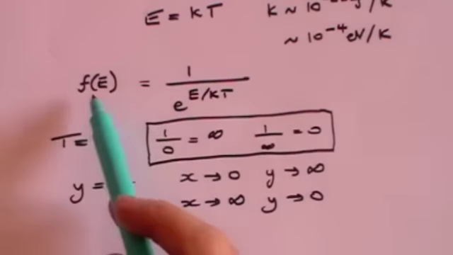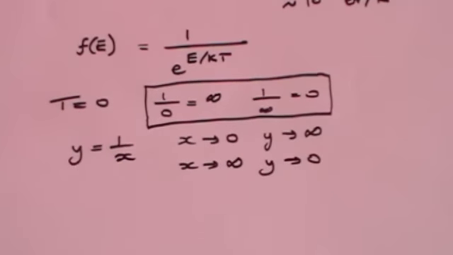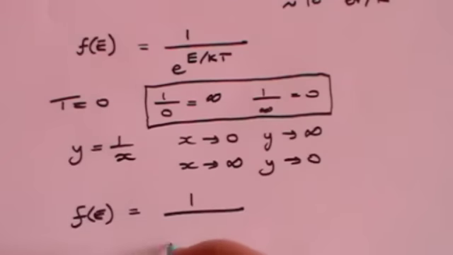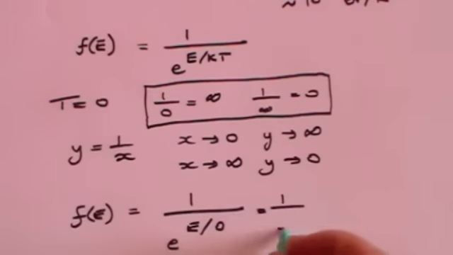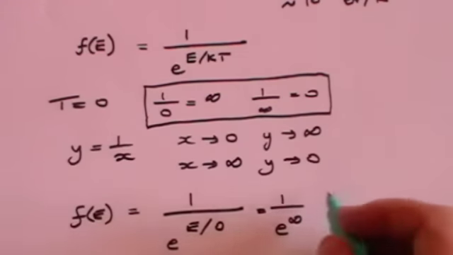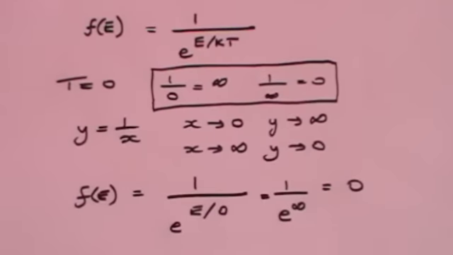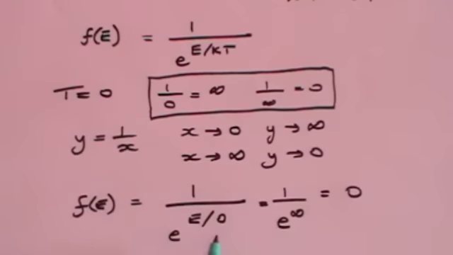And so, if in this formula here, T is 0, if we are at absolute 0, we get that the probability that an energy state will be filled is 1 over e to the E over kT. Well, T is 0, so kT is going to be 0, which of course is 1 over e to the infinity, because anything divided by 0, I've said, is infinity. e to the infinity is infinity, and 1 over infinity is 0. And so what you've shown is that there is no probability that any of the molecules will occupy energy states at absolute zero, because they will all be in the lowest possible energy state.